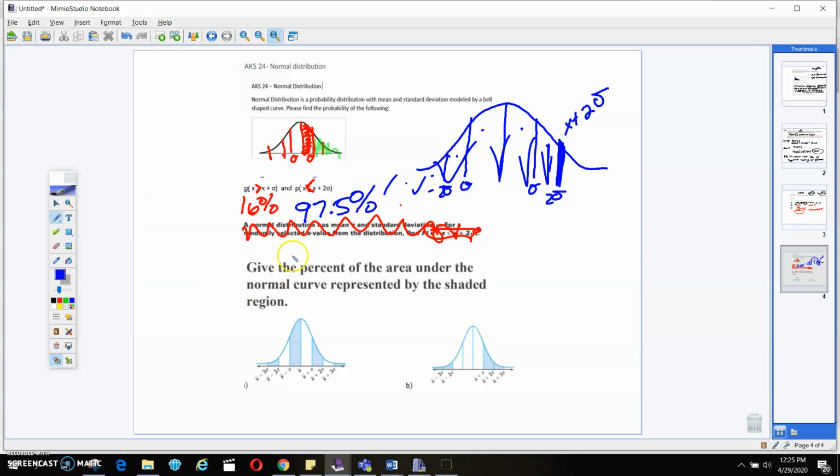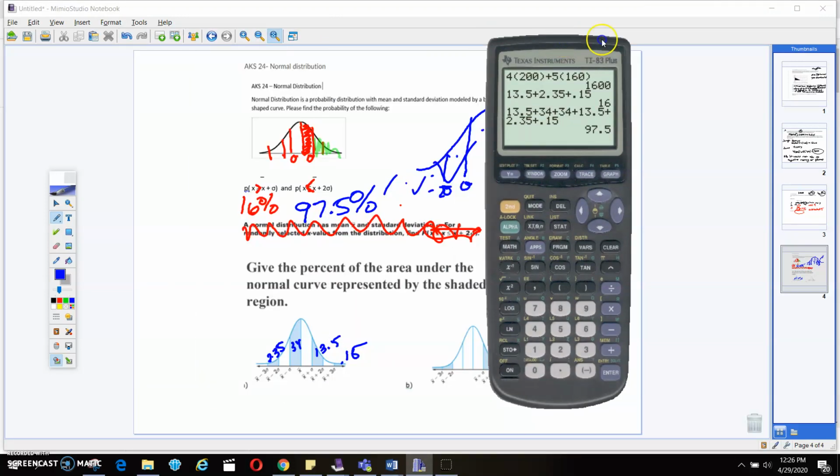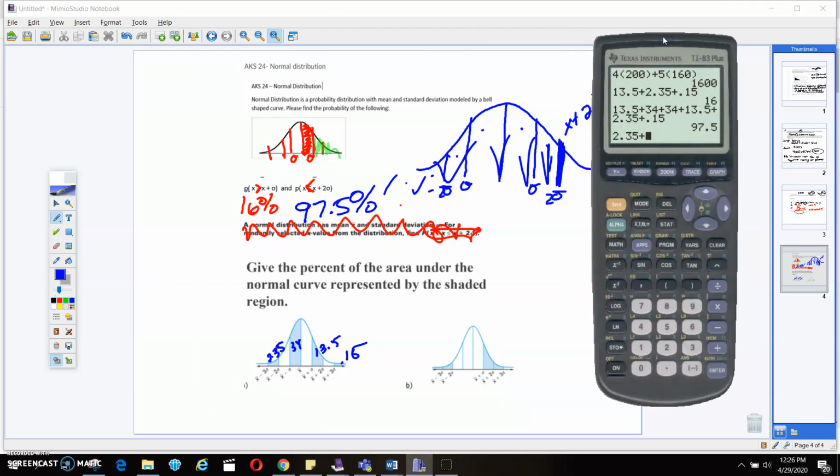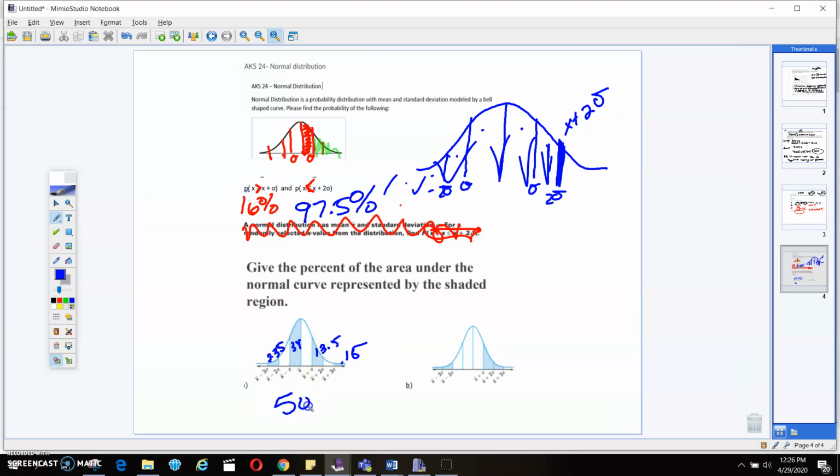Okay, so last little bit: give the percent of the area under the normal curve represented by the shaded region. Basically you're just adding up the different percentages. Right here, this is going to be 34% in this blue region. Over here, it's going to be 2.35. This is going to be 13.5. This is going to be 0.15. So I'm going to go into my calculator and type 2.35 plus 34 plus 13.5 plus 0.15, and that's going to give me 50%. And as you notice, this is half of the region that is already shaded, right?